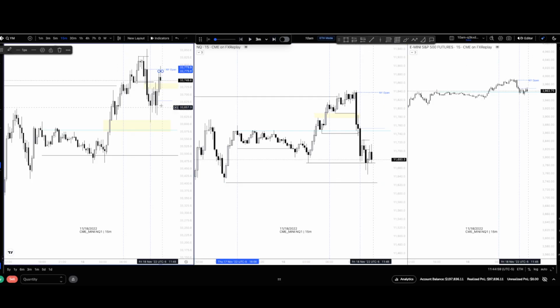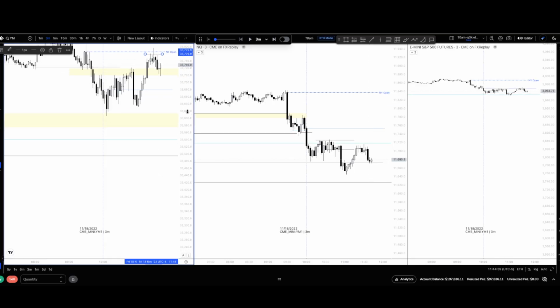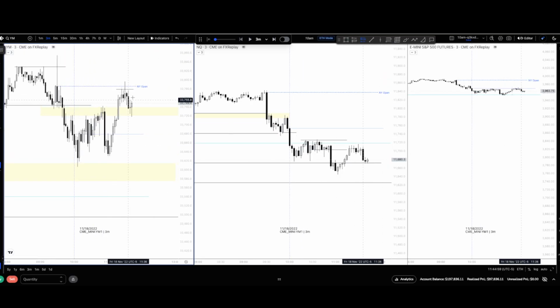Here's your 15-minute swing on YM. V-shape reversal. 3-minute CISD. Accumulation, manipulation, distributing back down to these two lows here.